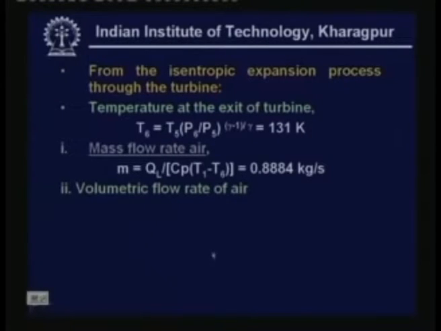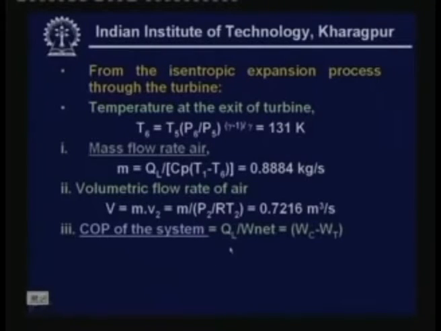Next is we have to compute the volumetric flow rate at compressor inlet. So volumetric flow rate at compressor inlet is simply equal to mass flow rate into specific volume of air at that point. And since we are assuming the air to be perfect gas, specific volume of air is given by P by RT at compressor inlet. That means ultimately the volumetric flow rate V is equal to m divided by P2 by RT2, where P2 is the suction pressure, that is 100 kilopascal, R is the gas constant, and T2 is the inlet temperature, which is equal to 283 Kelvin. So if you substitute these values, you will find that volumetric flow rate is 0.7216 meter cube per second. Finally, we have to find the COP of the system.